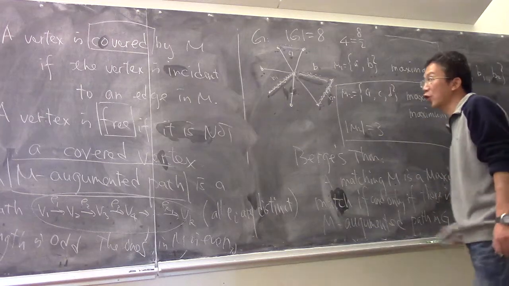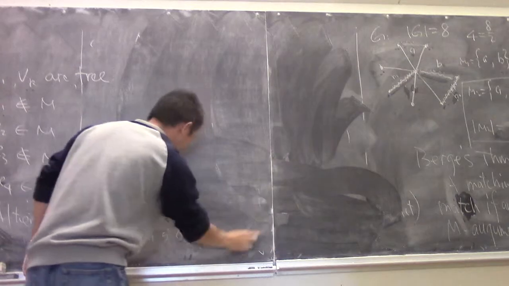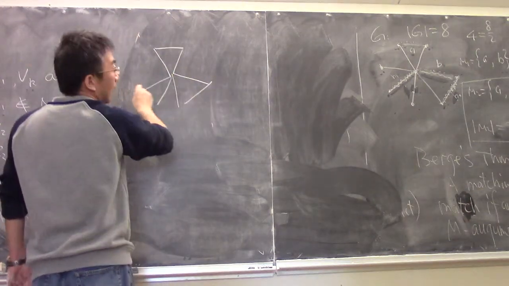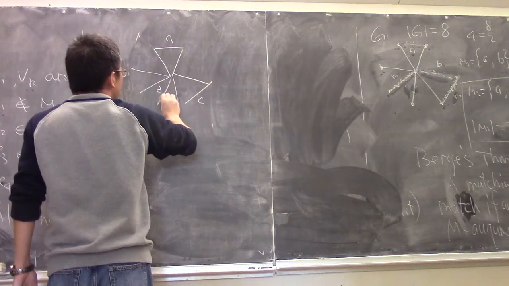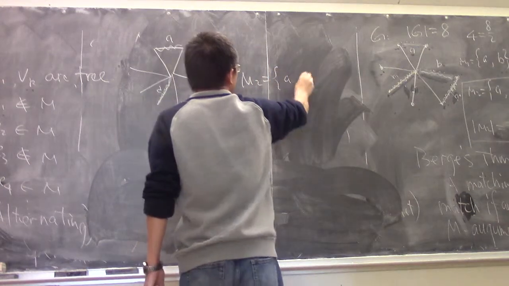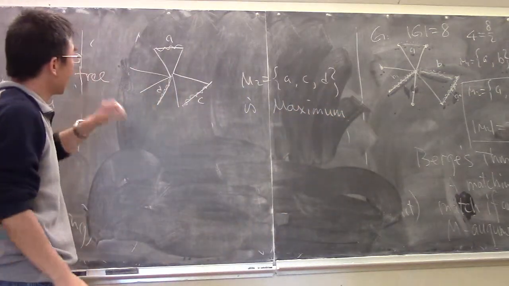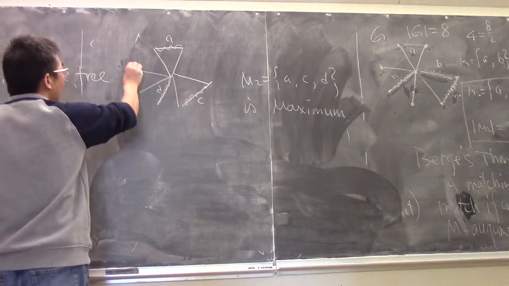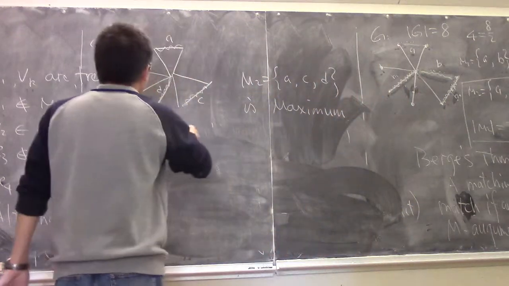So let's come back to this original example. My second matching, M2, is A, C, D. So this is A, this is C, this is D, these three edges. I claim this is maximum. The reason is, what you need to do is check for a free vertex. You only have two free vertices here, either here or here. All you need to do is check whether you will be able to find an M augmented path. So now you start with here.